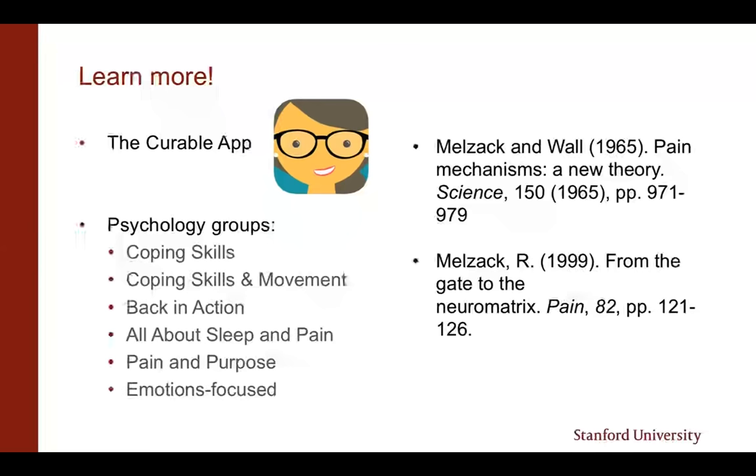We have a Back in Action group, which is our most intense group. You meet twice a week, for 4 hours each, and you get combined physical therapy, medical education, and pain psychology. That's quite an intense one, and people really get the best results from it if they're able to make that time commitment. Then there's also Pain and Purpose, which is an acceptance and commitment therapy group, and this addresses more of what you do when nothing else is working, and how you still lead a meaningful life and do the things that matter to you.